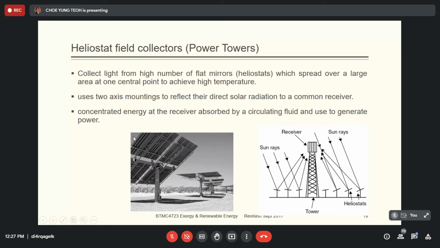Okay, so the problem here is, yes, it's a very good idea, but every mirror must have a two-axis tracking system. You want to reflect the sunlight into the receiver, a very big tower in the middle. Each mirror must have a two-axis solar tracking system, and I don't think it's easy because you cannot duplicate the setting, because every mirror is located at a different location relative to this tower. So the angle must be slightly different.